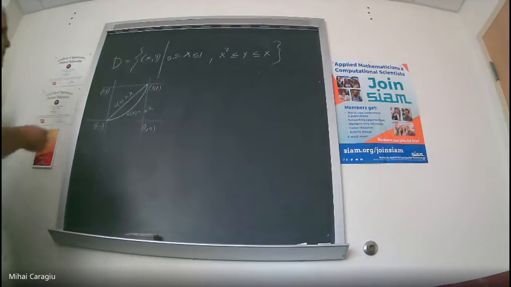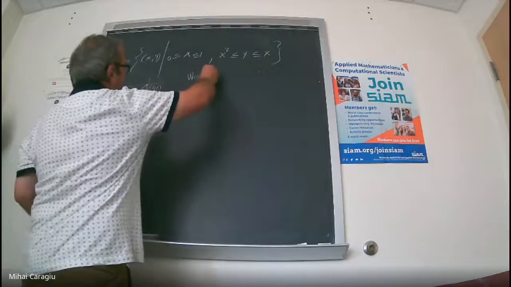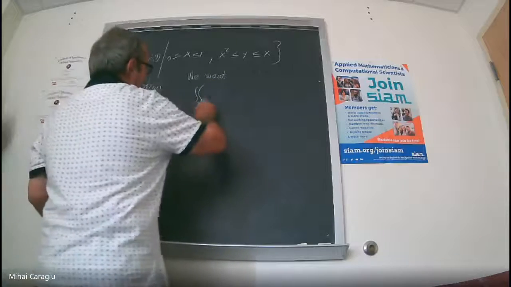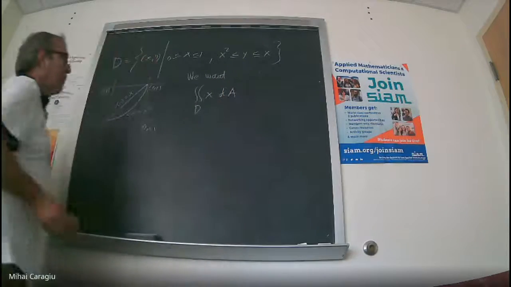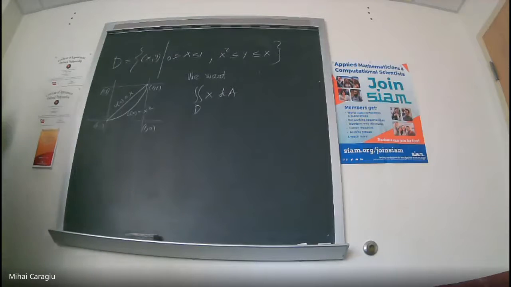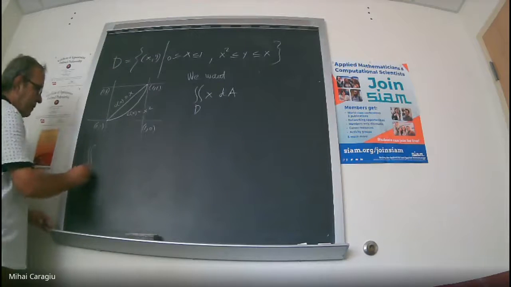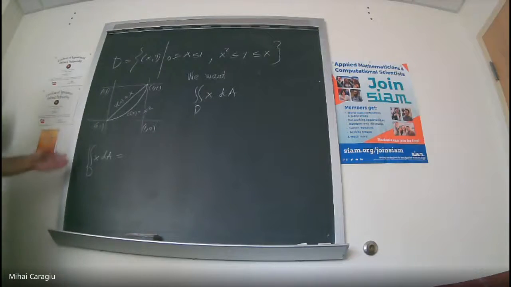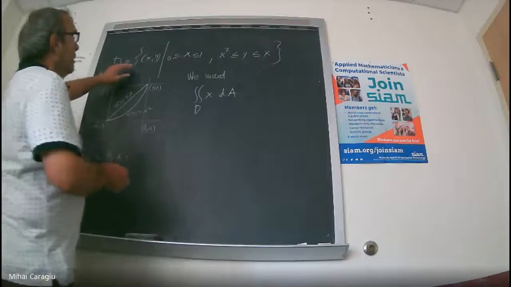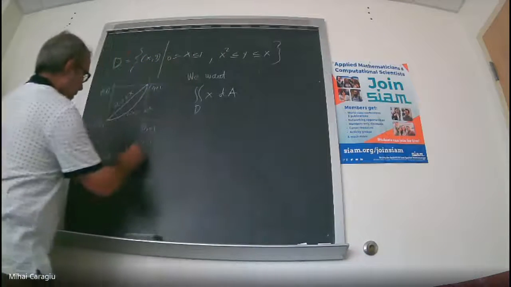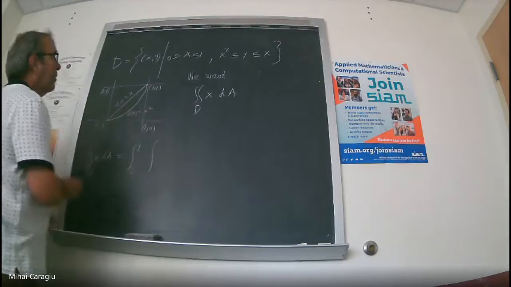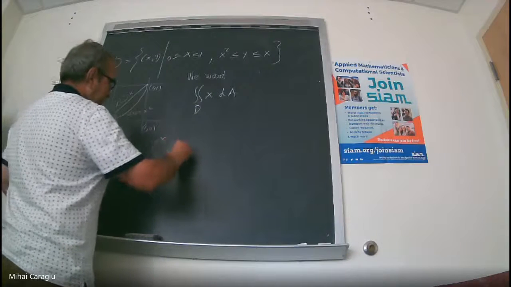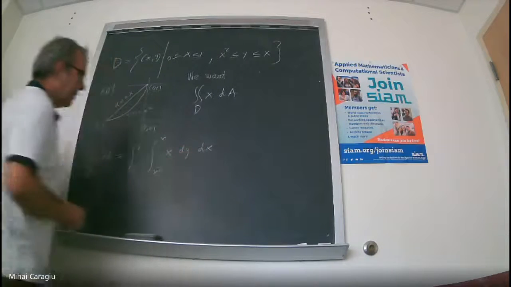So let's say we want the double integral over D of, let's take a simple case, x dA. What will be this one? Well, let's see. Double integral over D of x dA. We need the last integral from 0 to 1. Integral from 0 to 1, integral from lower to upper, from x squared to x, x dy, and then dx.